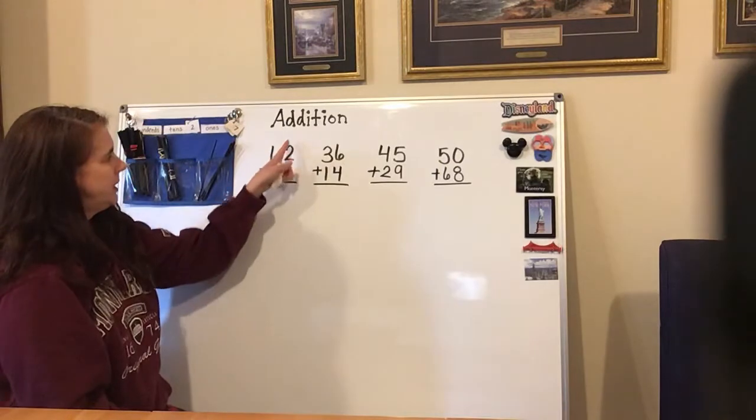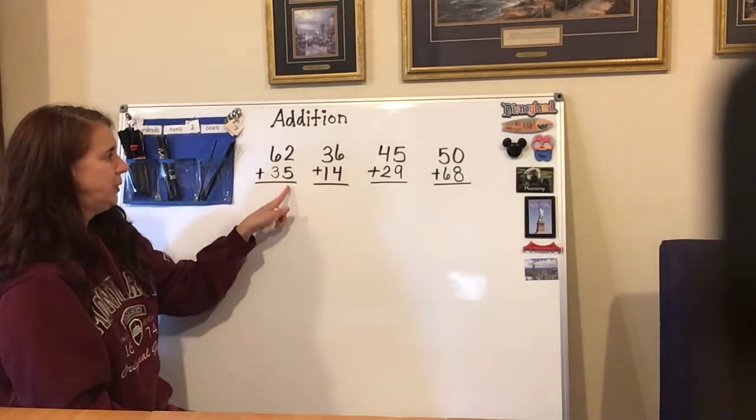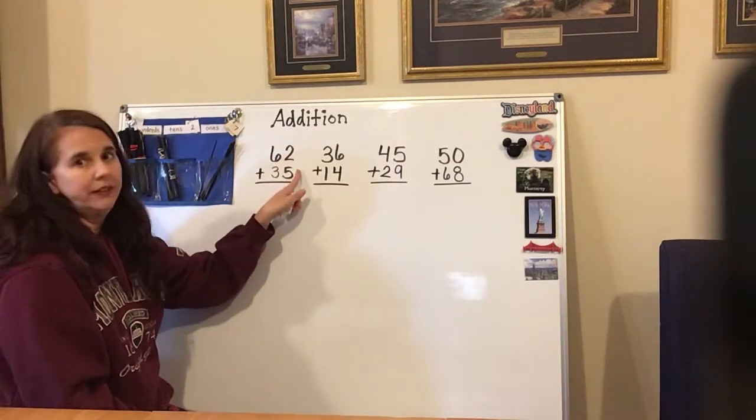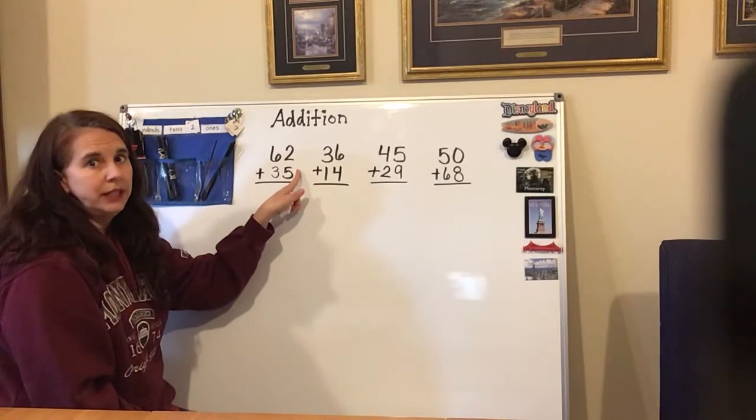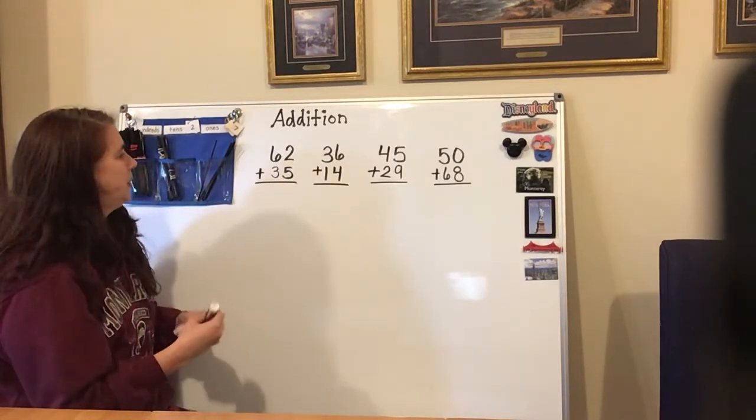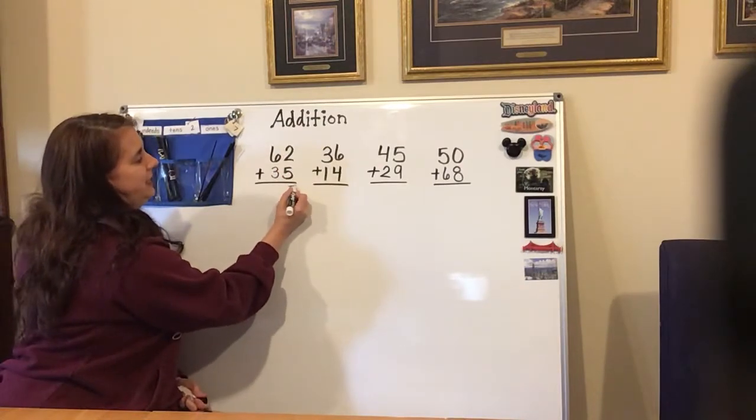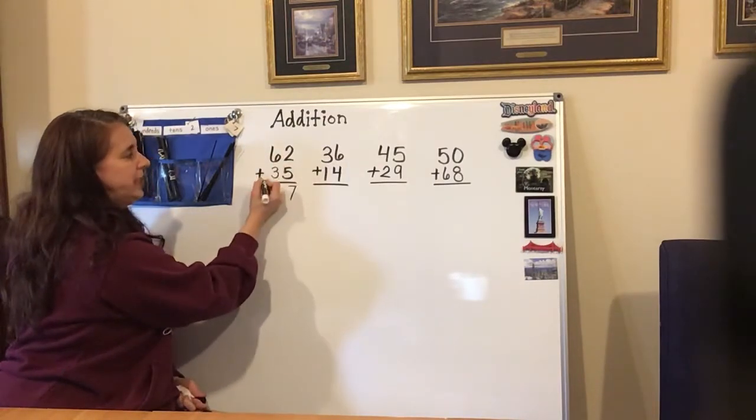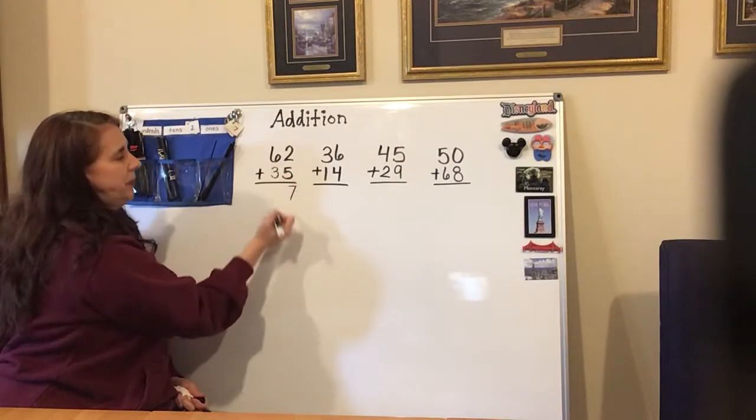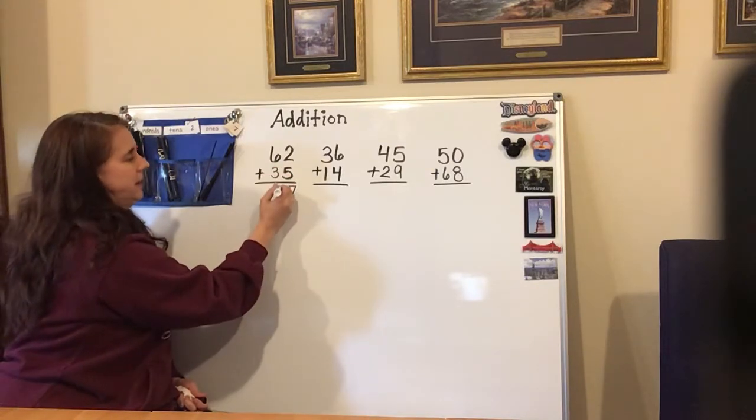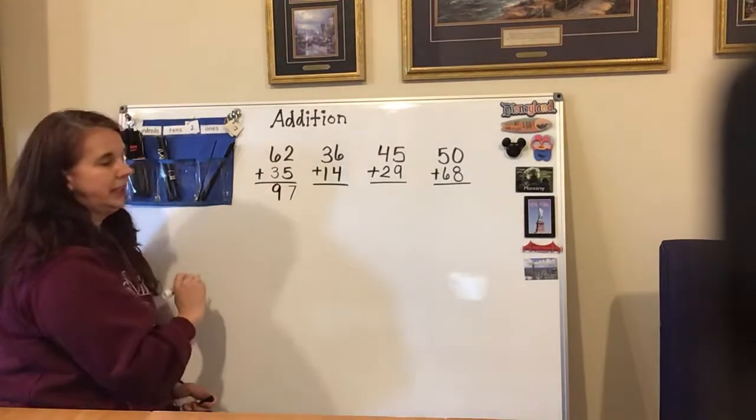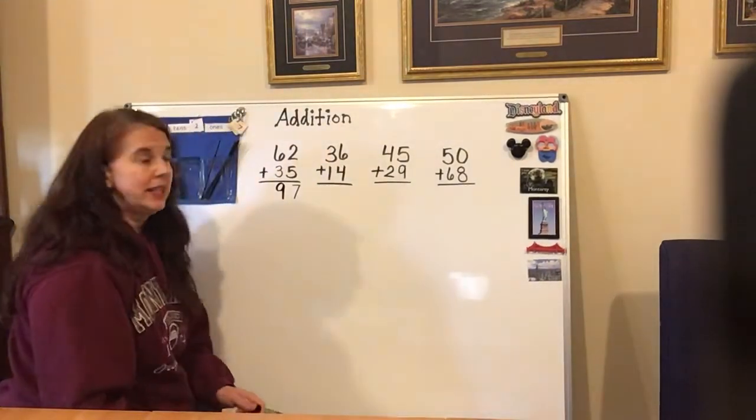So this is our ones place. In 62 and 35, the 2 and the 5 are in the ones place. So we need to do those first. So here we go. 2 plus 5 is 7. Now we go over to our tens place. 6 plus 3, 9. Okay, great job. Now let's move on to the next one.